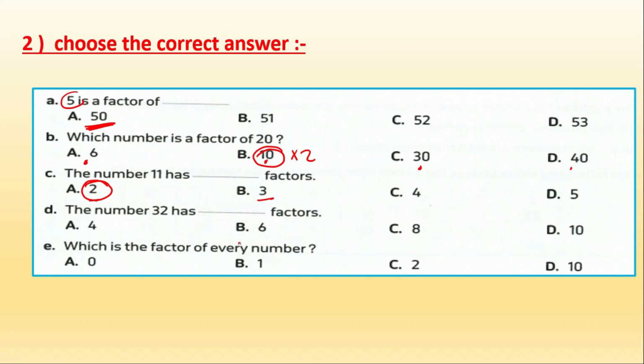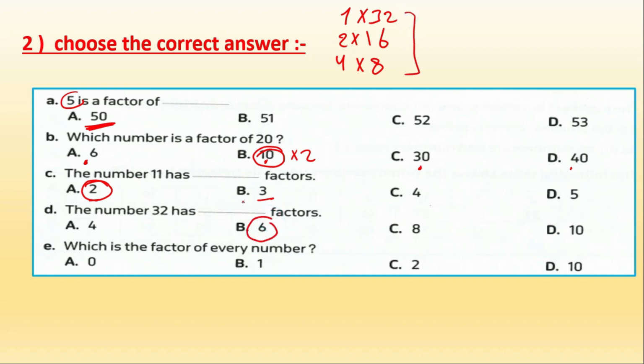It means how many factors of 32. Start finding all factors of 32 starting with 1. 1 times 32 equals 32. 2 times 16 equals 32. 3 times what equals 32? 3 times nothing. So move to the next number. 4. 4 times 8 equals 32. 5 times what? 5 times nothing gets 32. So we have only 6 factors of 32.